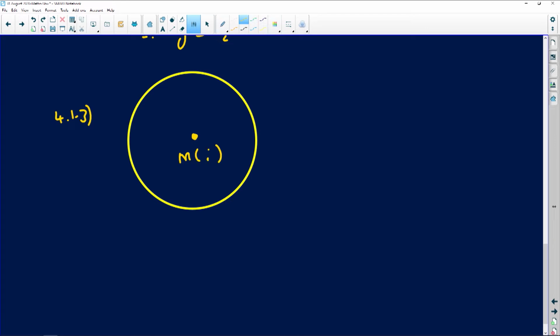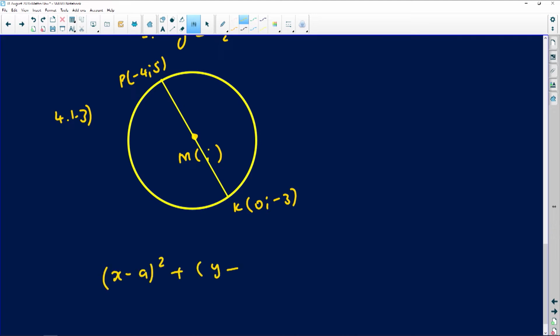But we also need to know something very important. What is that? Well, we know that there's a line that passes through here, right, which we were given the coordinates of. We know that at point P, the coordinates were -4 as well as 5. We know that at point K, the coordinates were simply 0 and -3. Now, for me to find the equation of a circle, we're going to use (x minus a) squared plus (y minus b) squared is equal to r squared.